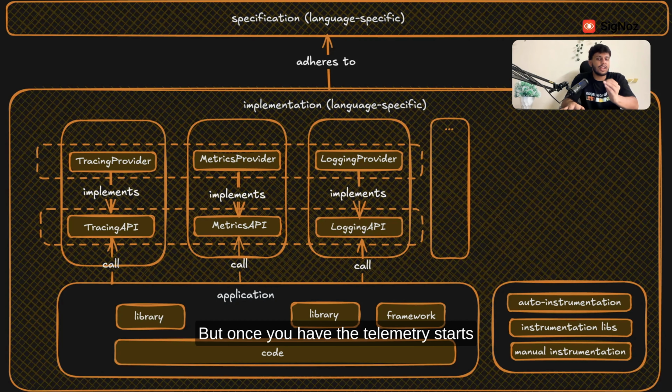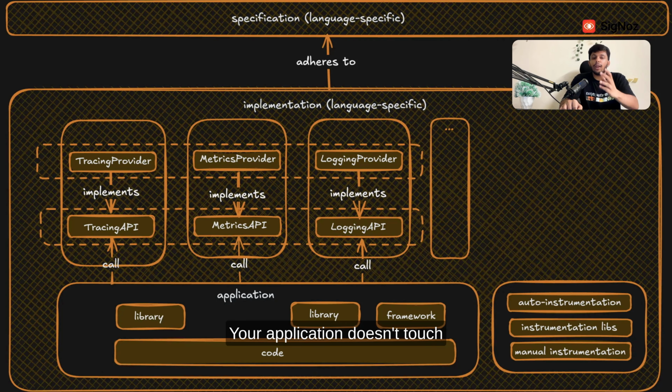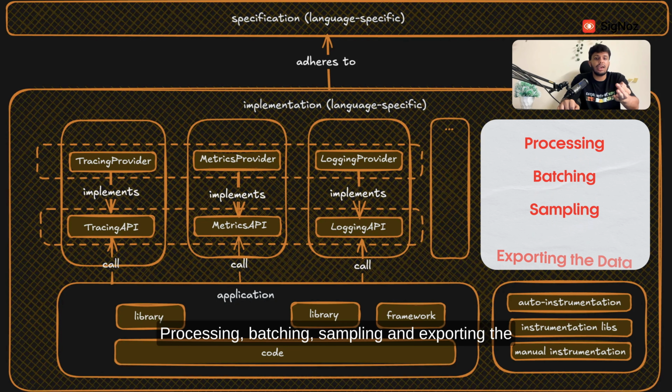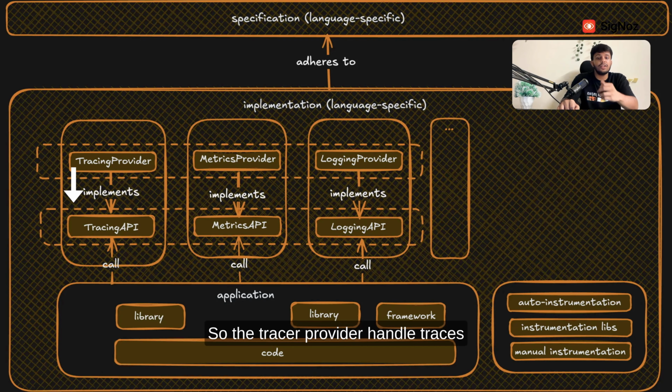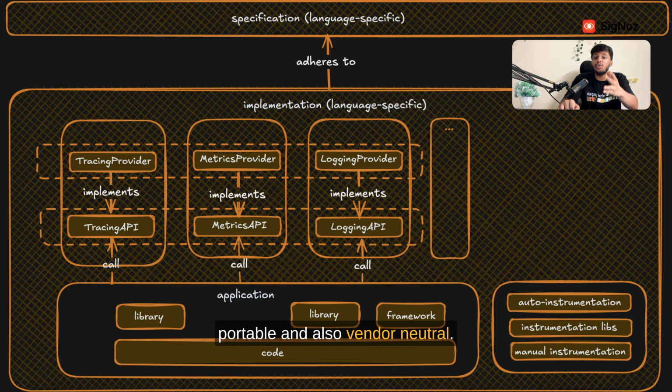But once the telemetry starts flowing, where does it actually go? That's where the API and the provider layers come in. Your application doesn't touch the internal implementation directly. It talks to the OpenTelemetry APIs. And underneath those APIs, the providers handle everything: processing, batching, sampling, and exporting the data out of your application. So the tracer provider handles traces, the metrics provider handles metrics, and the logging provider handles logs. This separation exists for a reason. Your application stays decoupled from the implementation details, your code just emits telemetry through the stable APIs, and the SDK layer handles the rest behind the scenes. And that's what keeps the architecture portable and vendor neutral.